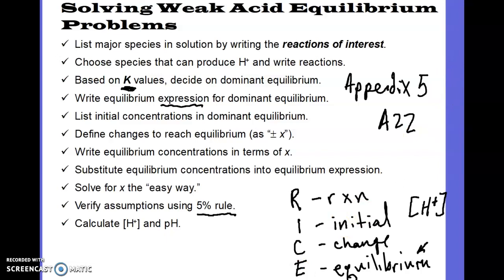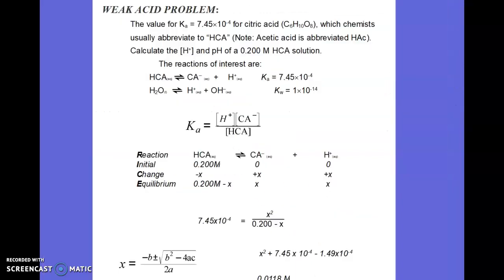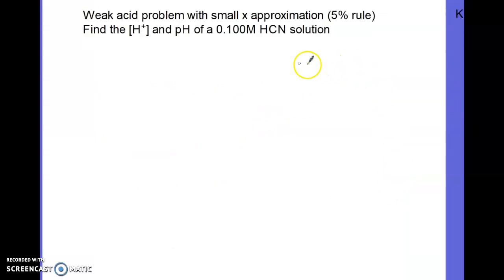Okay. So probably today, for this video, I'm only going to have time to do one where you don't have to think about the 5% rule, or sometimes it's called the small x approximation, okay? Hopefully I have enough time in this video.